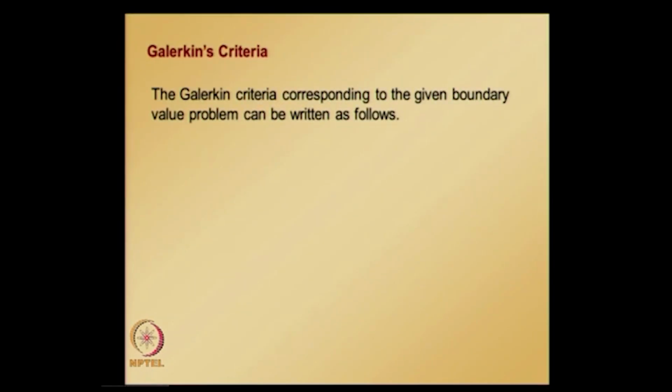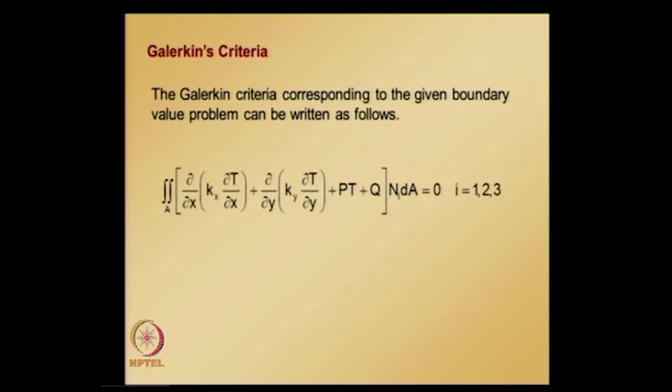And also, the Galerkin criteria corresponding to the given boundary value problem can now be written like this. Galerkin criteria is: multiply the given differential equation with a weight function, integrate over the problem domain, and equate it to 0. If we decide to use the finite element method in conjunction with Galerkin criteria, the weight function is the same as the shape function, and if it is a 3 node triangular element, there are 3 shape functions. So, I takes values 1, 2, 3, and here the first 2 terms inside the integral can further be simplified using integration by parts in 2 dimensions, that is the Green's theorem that we already looked at.